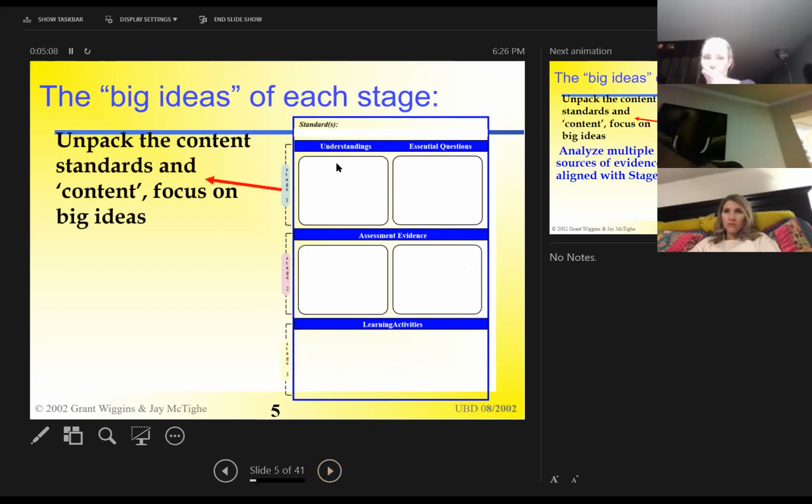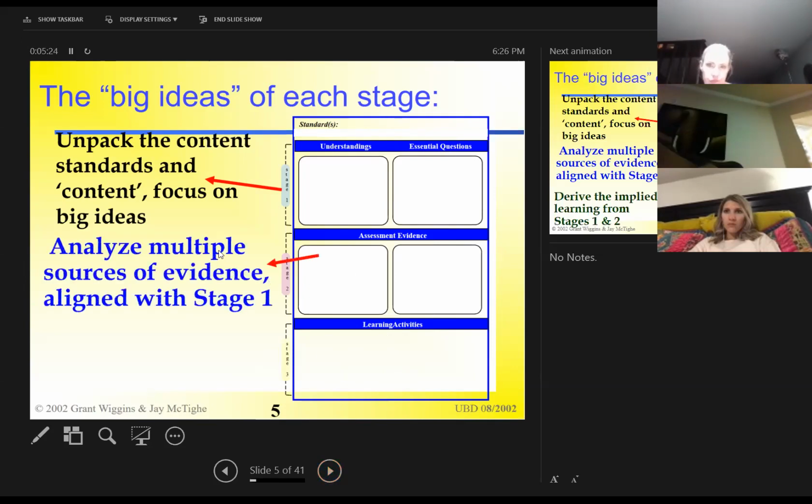Okay, so first thing you do, unpack the content standards. Focus on the big ideas. So it's that idea of learning at the conceptual level as opposed to at the specific or micro level. Okay. Then you have to look at multiple sources of evidence. Don't just assume that if you give a unit test, that's going to be sufficient. In an ideal world, assessment occurs every single day in class. It can be informal. It doesn't even have to be written, but we have to think about all the multiple ways that we can assess whether or not students are learning.